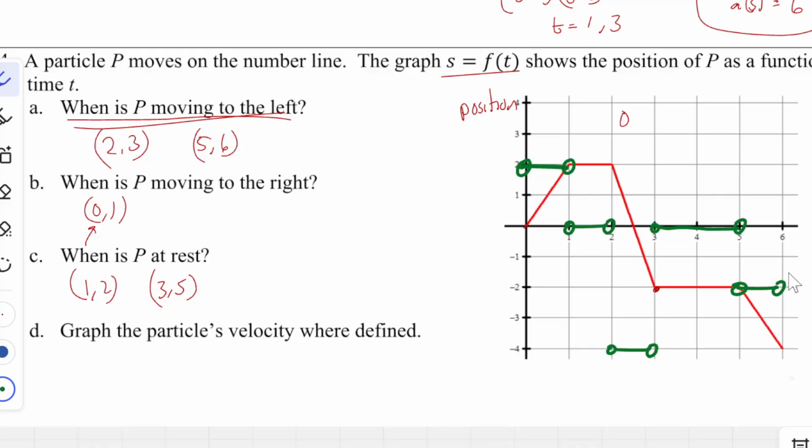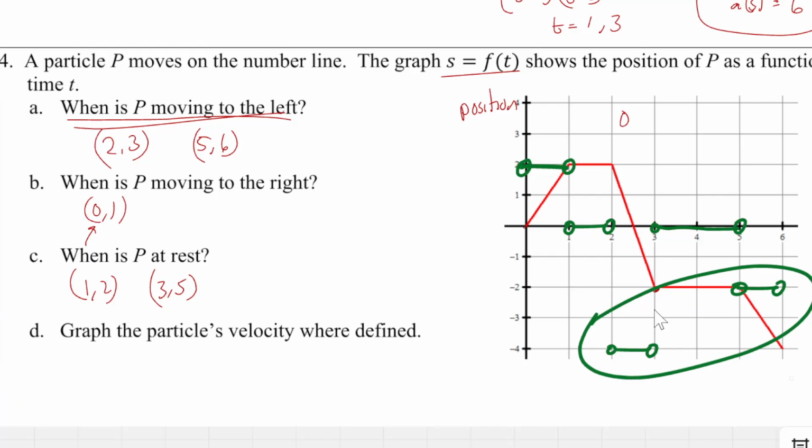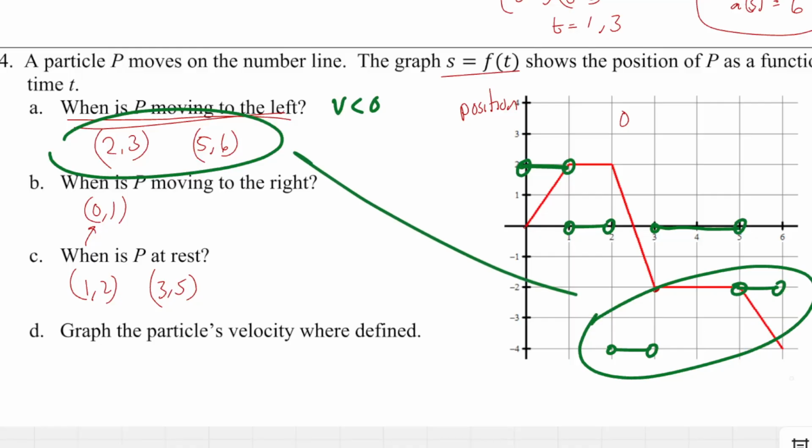All right. So you might notice that lines up with our answers from 2 to 3 and 5 to 6. It was moving left. In other words, the velocity was negative. So that kind of jives with that answer.